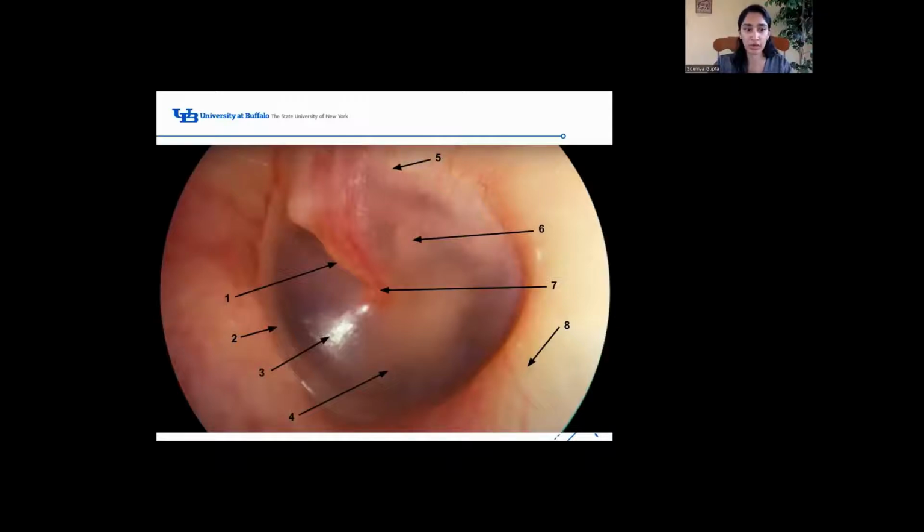So going back to our healthy ear, can anyone try telling me which ear we're looking at? Left? Mm-hmm. And why do you think that? Where the cone of light is for the anterior portion of the ear. Nice job. So now let's run through each of these numbers, and feel free to put it in the chat, starting with number 1. What is that?